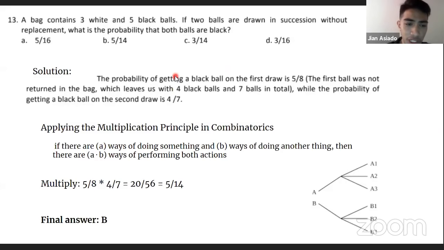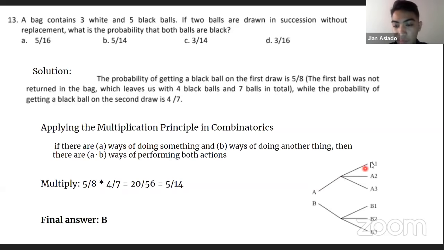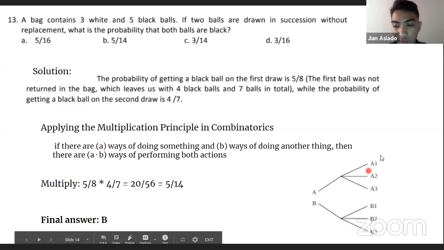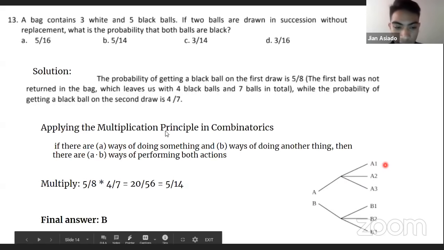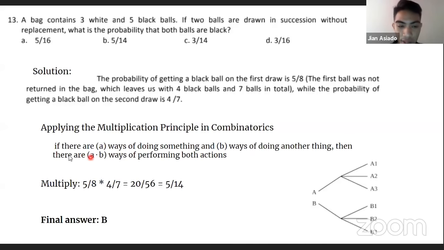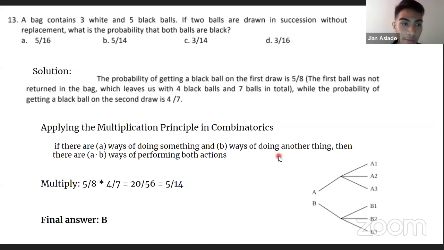Now, this one, we should apply the multiplication principle in combinatorics. So let's say, for example, meron ka ditong A number of ways of doing something, and B ways of doing another thing. Then there are A times B ways of performing both actions. So, multiply, 5 over 8 multiplied with 4 over 7 is just 20 over 56. Simplify, 5 over 14. Letter B.